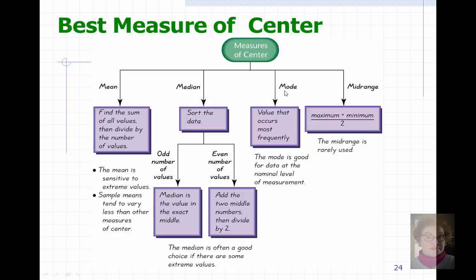The mode is sometimes useful. It's the one that occurs most frequently. It really is good when you're using nominal data. And then there's the mid-range. That's easy to compute but very rarely used because it doesn't give us a whole lot of information.